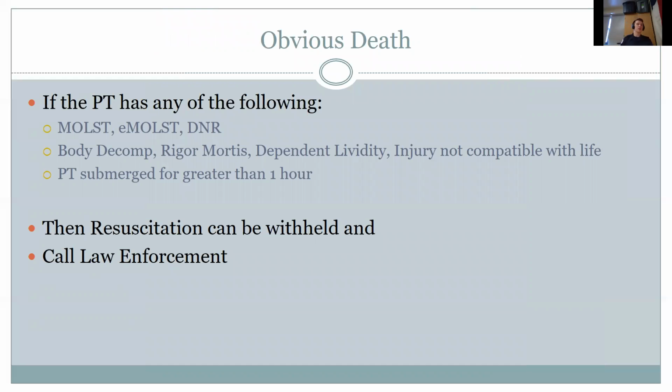So for obvious death, if the patient has any of the following, MOLST, EMOLST, or DNR forms, read those and follow whatever it says in those forms. If the patient has body decomposition, rigor mortis, dependent lividity, injury not compatible with life, or was submerged for greater than 1 hour, you do not have to continue care. If you decide to withhold resuscitation and not continue care, then call law enforcement.